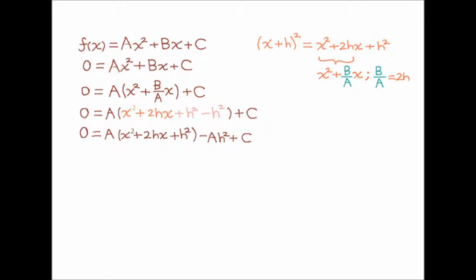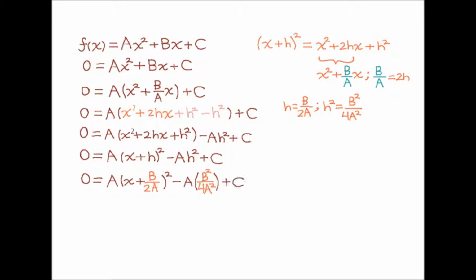Then we take the unnecessary negative h squared out of the expression by distributing an a to it. Now that we have x squared plus 2hx plus h squared, we can simply replace it with x plus h squared. And seeing that b over a equals 2h, h must equal b over 2a, while h squared must equal b squared over 4a squared. So we plug in for h and h squared and get the following.